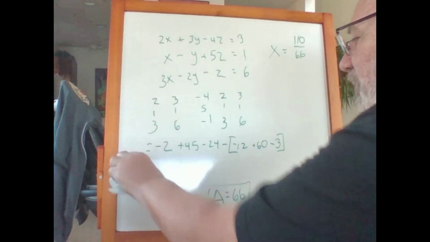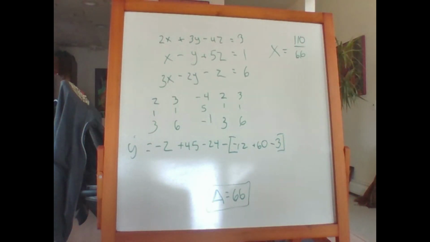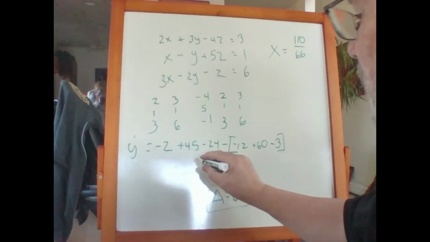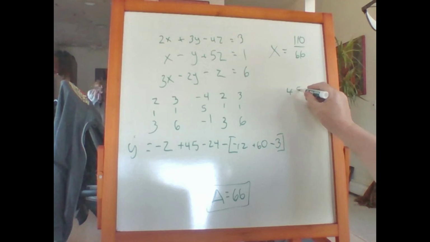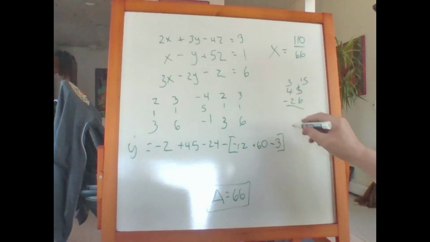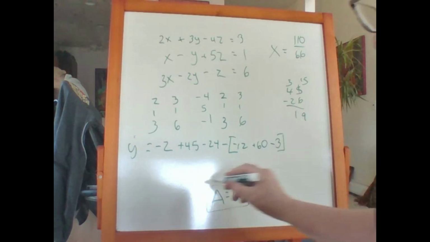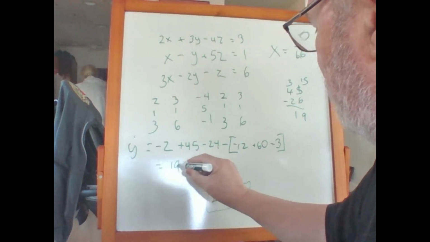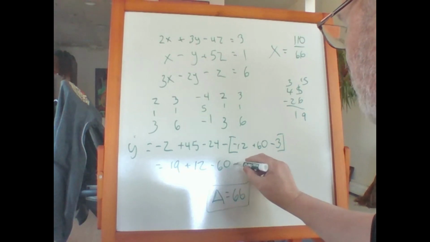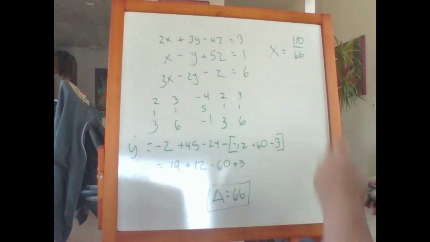Not exactly. This is for the y. We'll call it y prime. Okay, so we have minus 26. So 45 minus 26, 15, 3. That is 9, and this is 1. So this is equal to 19 plus 12 minus 60 plus 3. So let's get those numbers added.